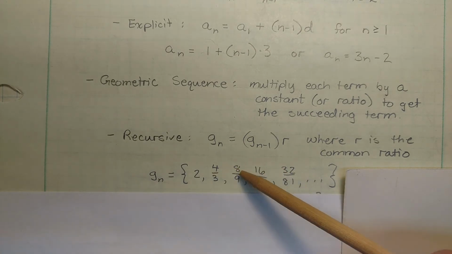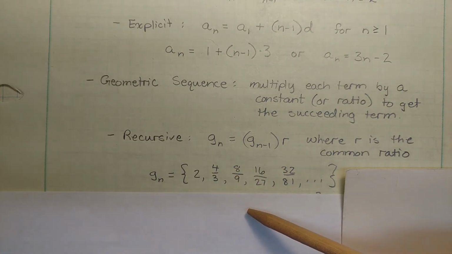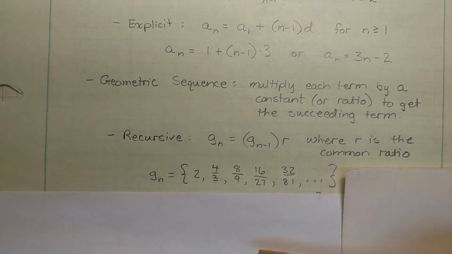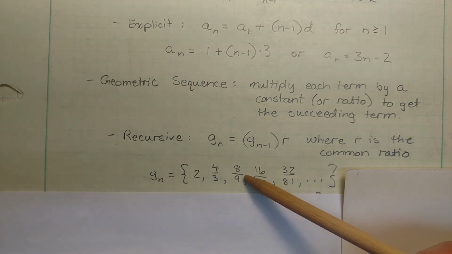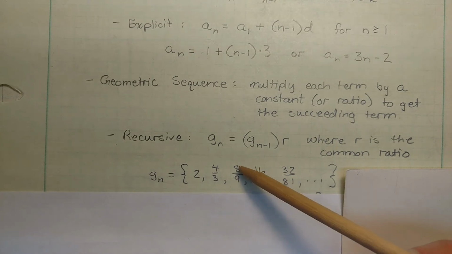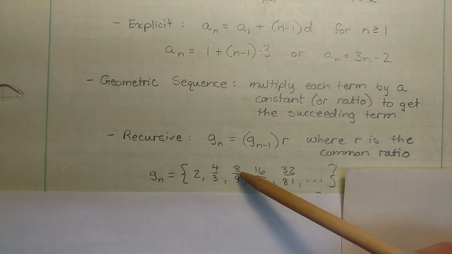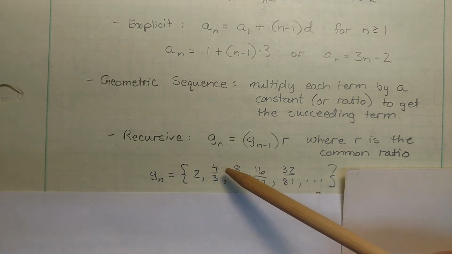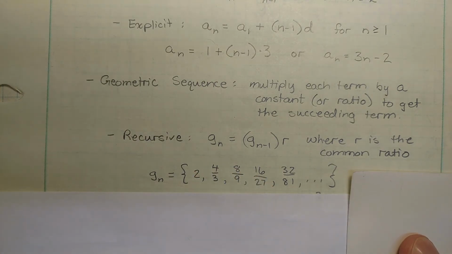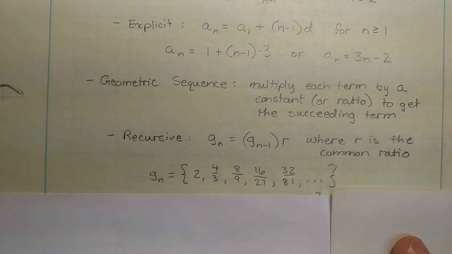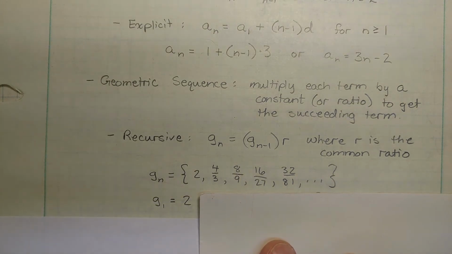If I compared these next two terms, and I said I'm going to take 8/9 divided by 4/3, well, that would be 8/9 times 3/4. And if I reduce that down, I find I get 2/3 again. So notice that each term here is 2/3 as big as the previous term. So I do have a common ratio, so it is geometric. And I know that common ratio is 2/3.